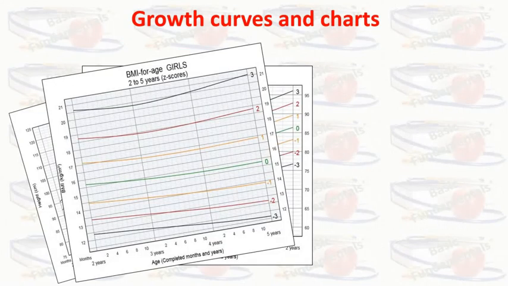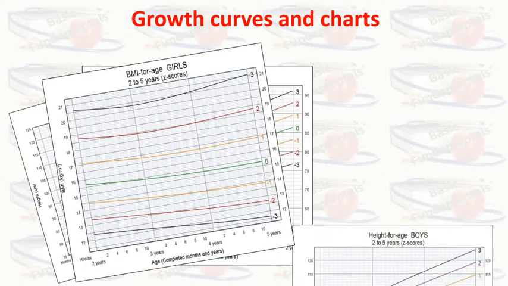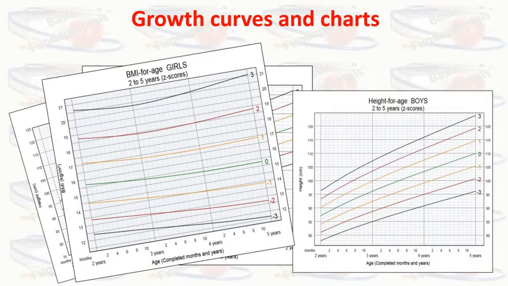So, WHO set up the multi-center growth reference study to generate growth curves for assessing the growth and development of infants and young children in the world. Reference data was published in 2006. Resulted from the study of children in 6 different countries that are Brazil, Ghana, India, Norway, Oman, and USA. So some of these countries are developed and the others are developing. So it's a combination of the countries.